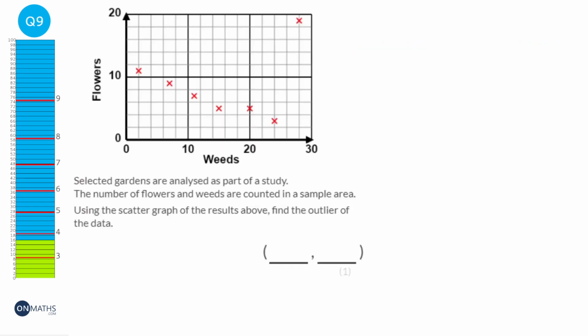On a scatter graph, an outlier is a point which doesn't fit the pattern. And as we can see here, all of these coordinates fit kind of a nice line going down there. So they all are showing a trend. But we've got this point here that's nowhere near that trend at all, and that's what we call an outlier. So we know that these are going up in twos, so this will be 28. So the x coordinate will be 28, and this will be 19.